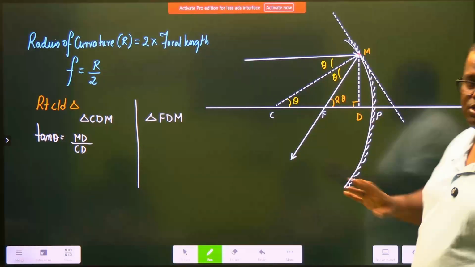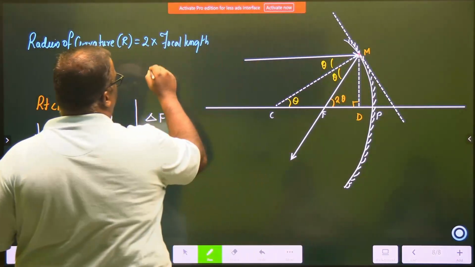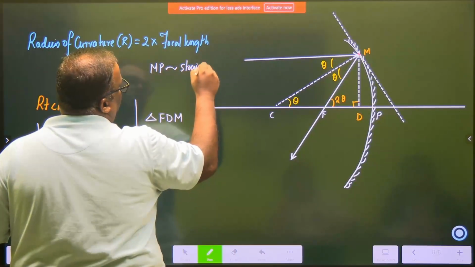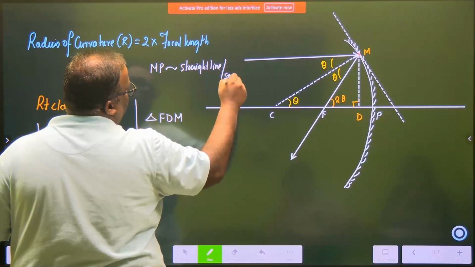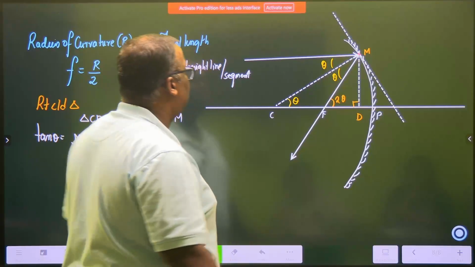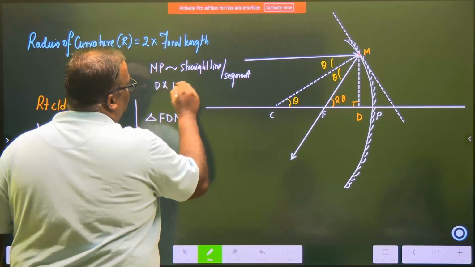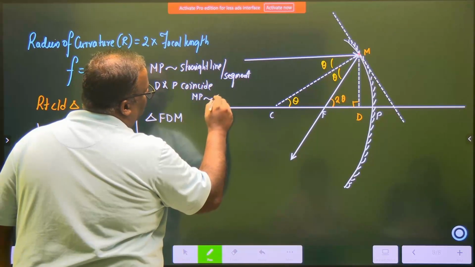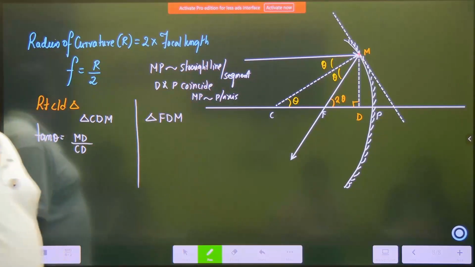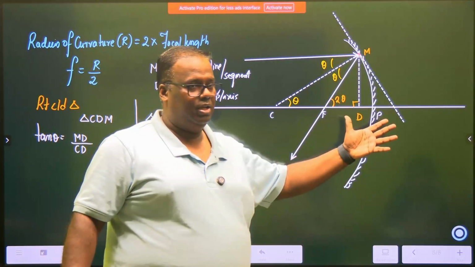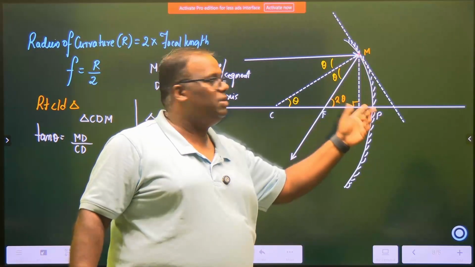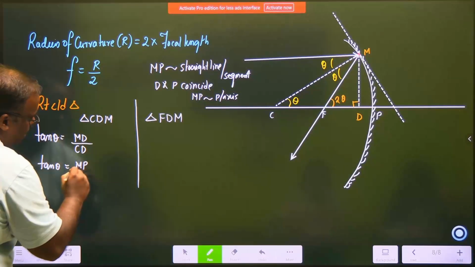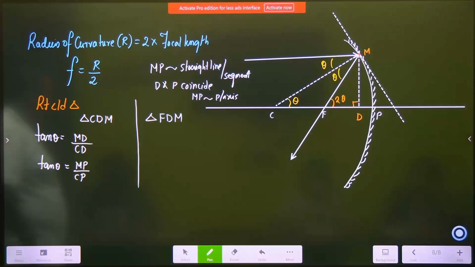So this MP is no more an arc, right? MP is almost a straight line or a straight segment. Have you understood? For a large mirror, that means D and P coincide, and MP is taken to be almost perpendicular to the principal axis. Is this logic understood? This has been magnified a lot to show you. It is actually a part of a straight line. D and P. So instead of this, now can I write tan of theta is equal to MD by CP? I can write that. Very good.